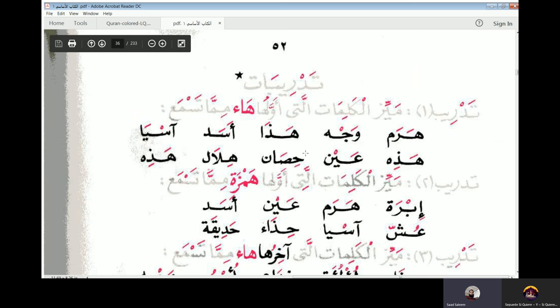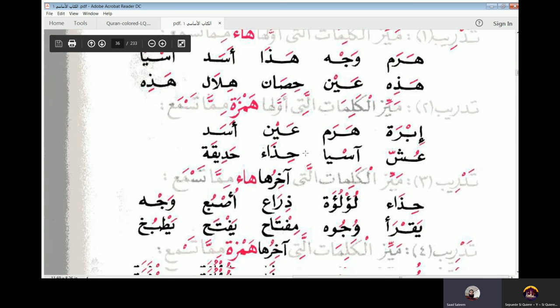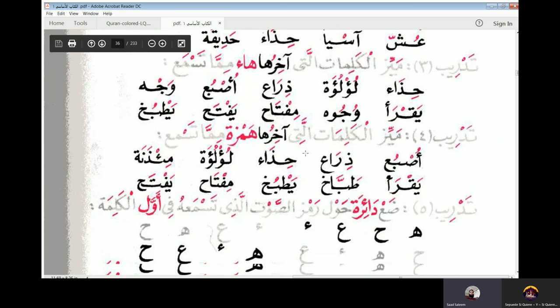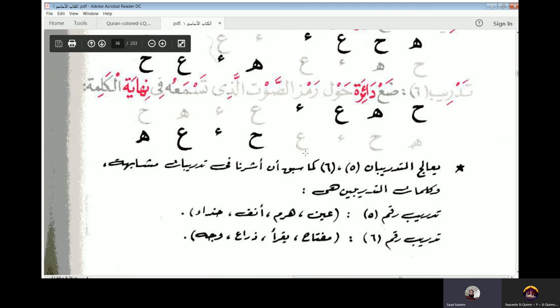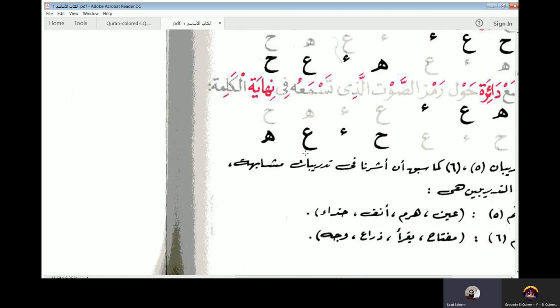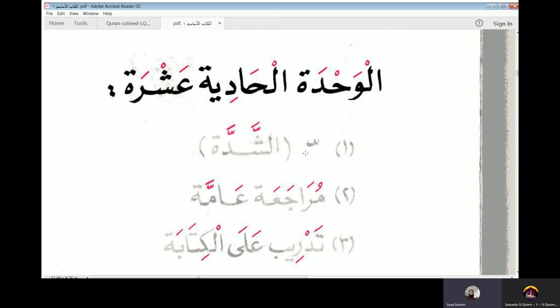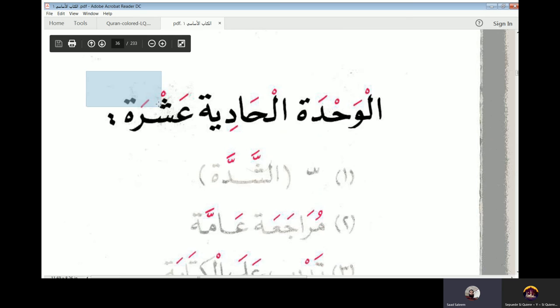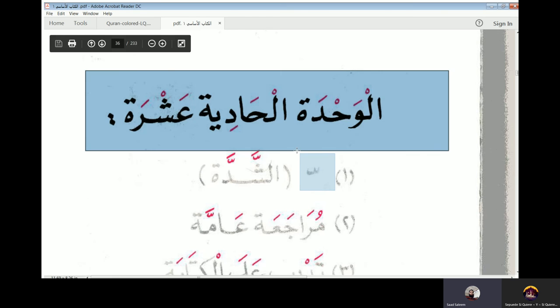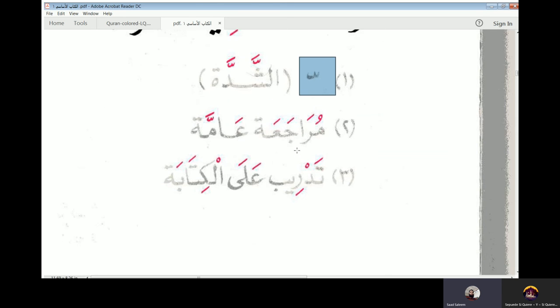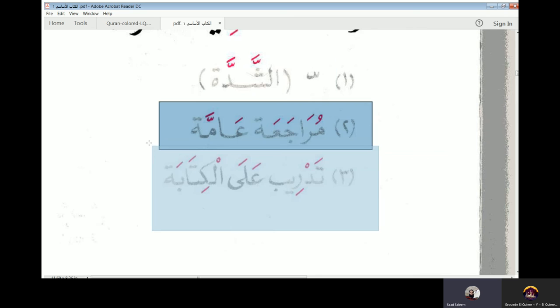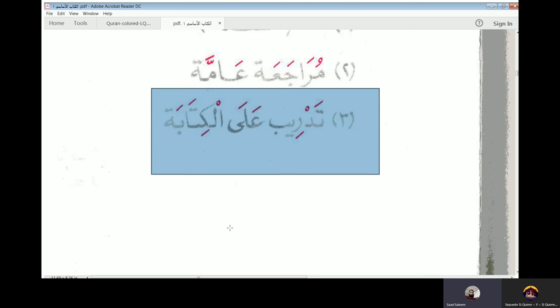Then tadribat, exercises. Al-Wahdatul Hadi Ashara, Unit 11. And here you will learn about Shadda. Then Murajatu Amma, general review. The three people in the book are writing exercises.